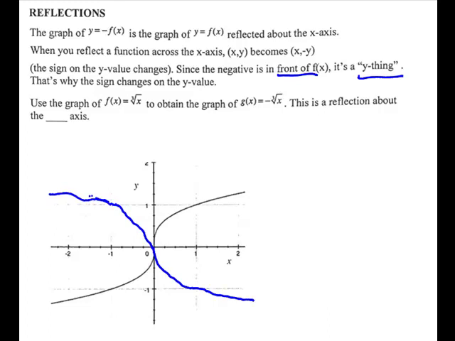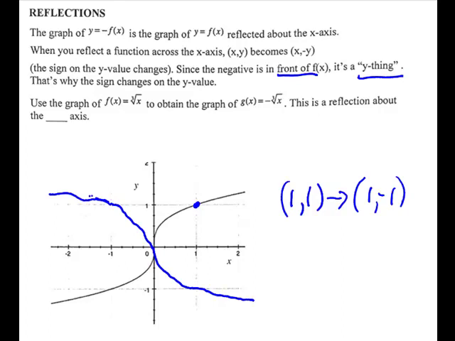And so let's check one of the points. If we have this point, it is (1, 1). And we said that the y becomes negative. So this is the point that flipped. It is (1, negative 1). So we had (1, 1). It becomes (1, negative 1). And you can see it's the y value that changed signs.